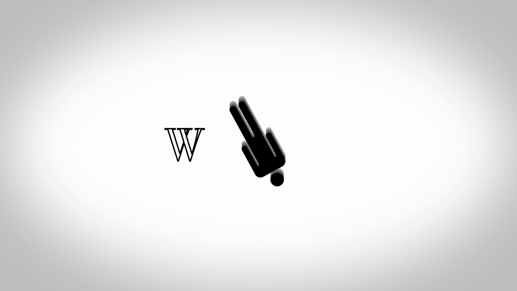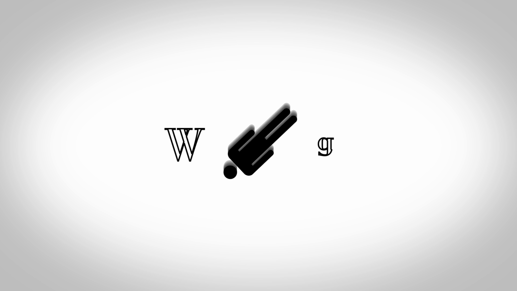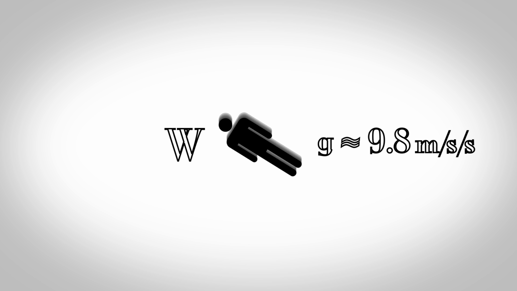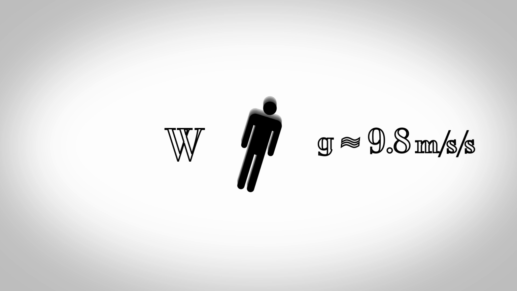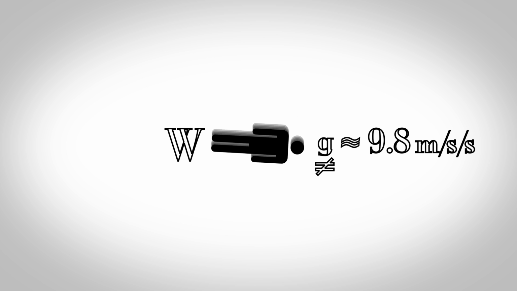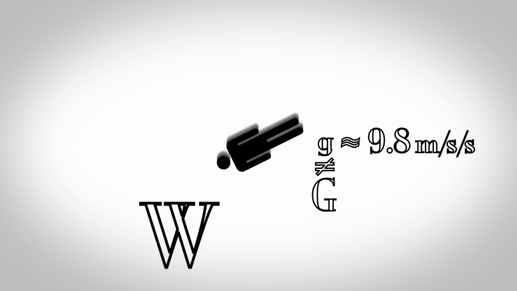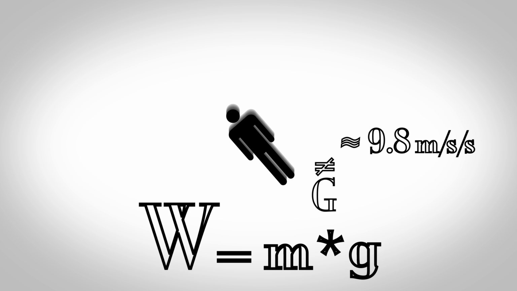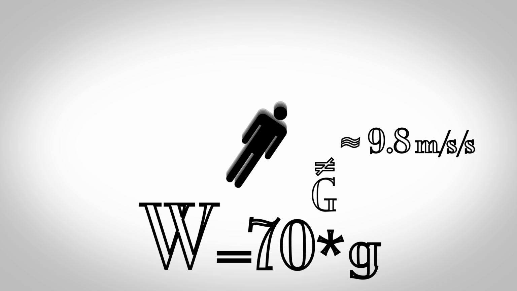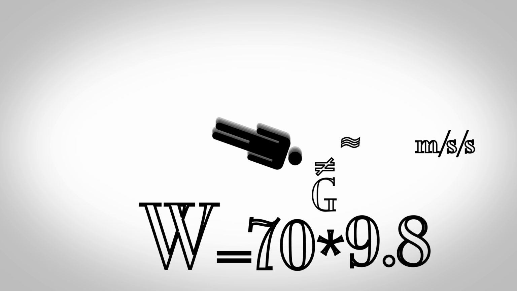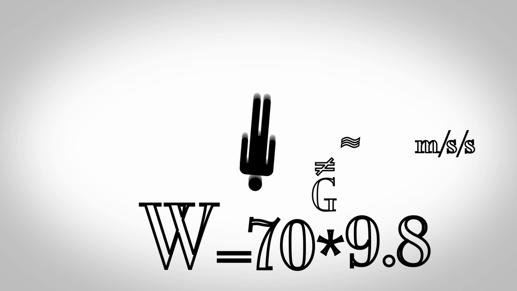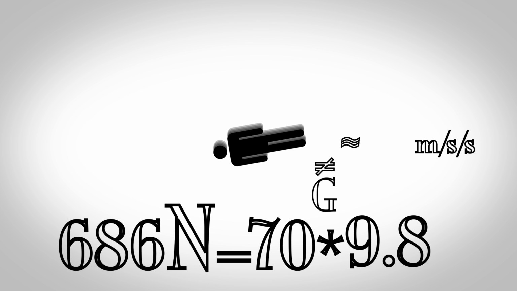To explain the second law, let's use something more ordinary. A man falling to his death, for example. In this instance, F becomes W, the weight of the man, and A becomes g, the local gravitational acceleration, which is roughly equal to 9.8 meters per second per second. Remember, small g is not to be confused with big G, the universal gravitational constant. Thus, the formula becomes W equals M times g. From here, it's a simple calculation. M equals 70, g equals 9.8 meters per second per second, so W equals 70 times 9.8 equals 686 newtons.